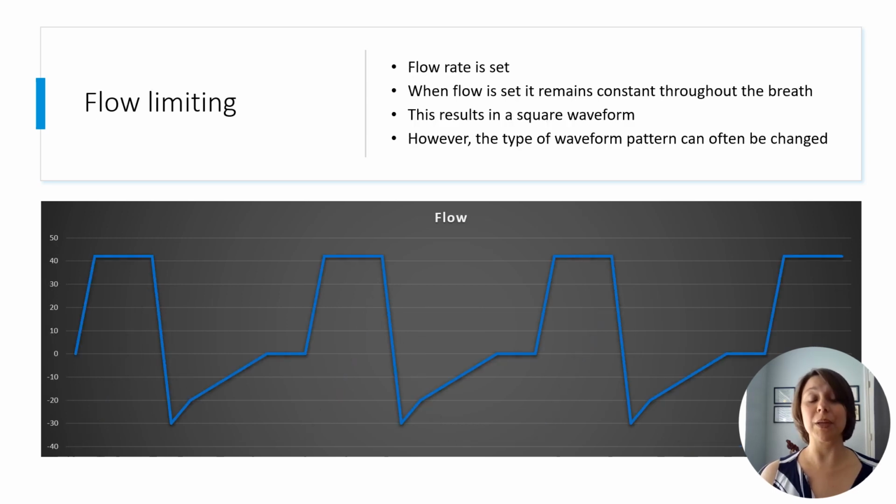And last is flow limiting. Here, a flow rate is set. When the flow is set, it remains constant throughout the breath, just like with pressure control, and that is why you get a square flow waveform. However, this type of waveform can often be changed, but traditionally, when you're in volume control and you have a set inspiratory flow and you are limiting flow, that results in this square pattern. So if you see a question that talks about a breath being volume targeted and flow limited, think volume control.